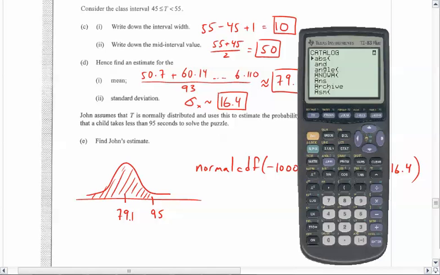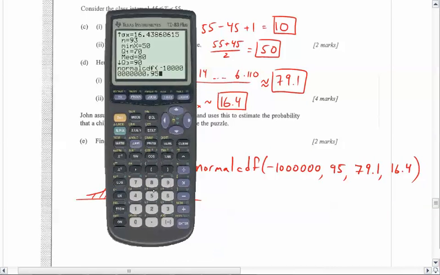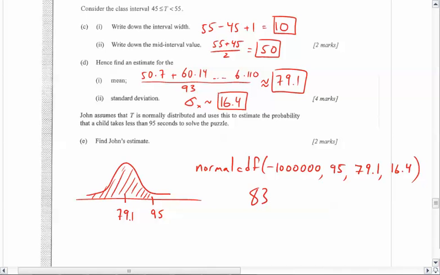Let's go to catalog, normal distribution, cumulative from negative infinity to 95, mean of about 79.1 and sigma of about 16.4. It gives me about 83.4% chance.